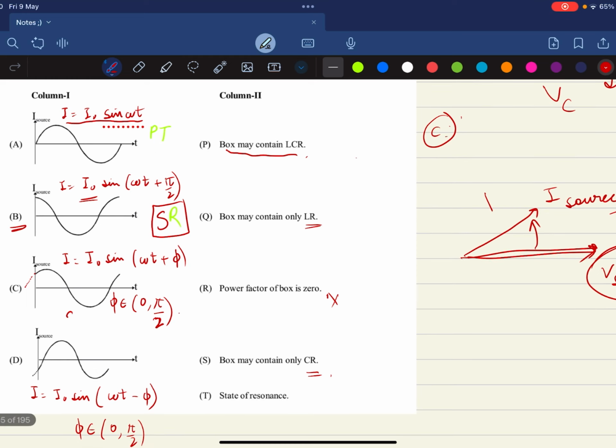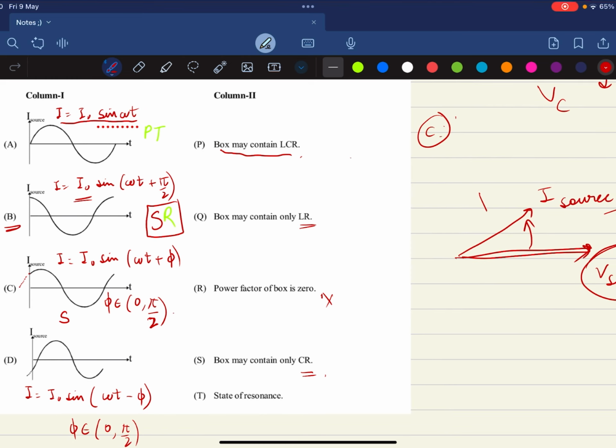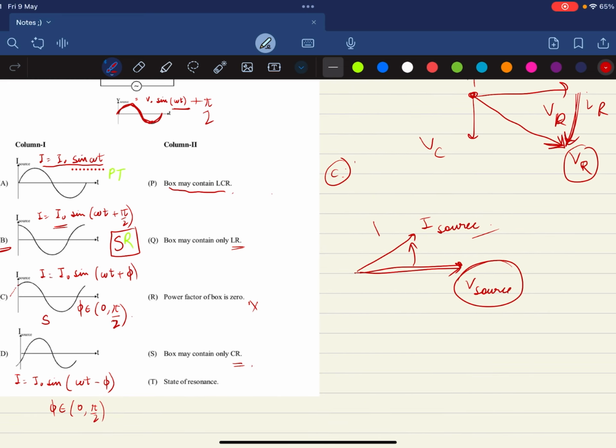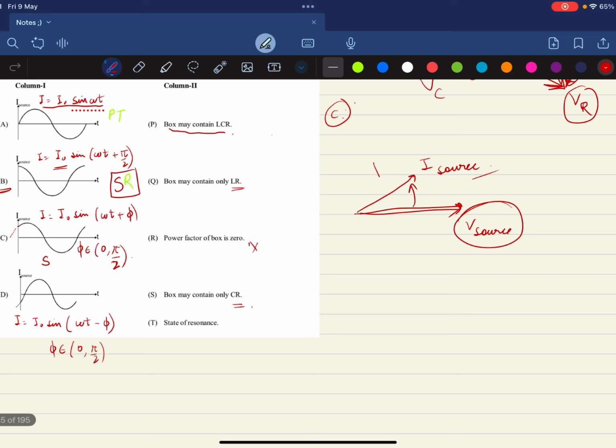So S, state of resonance no, power factor not 0 because phi is not pi by 2, and box may contain LCR no, box may contain only LR no. Let's see this one, the D part.